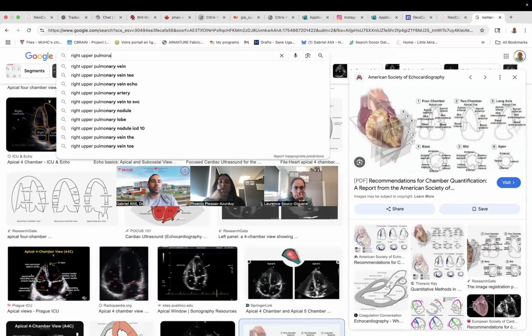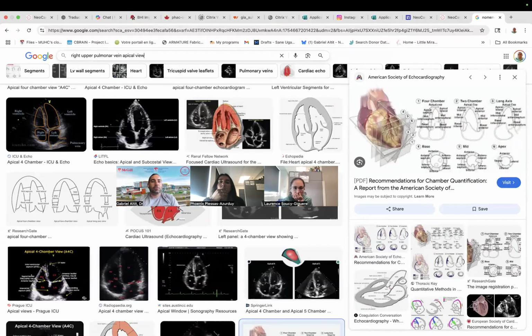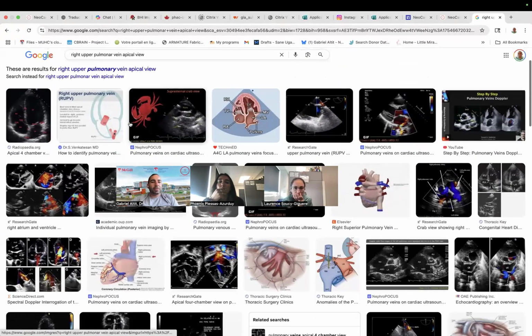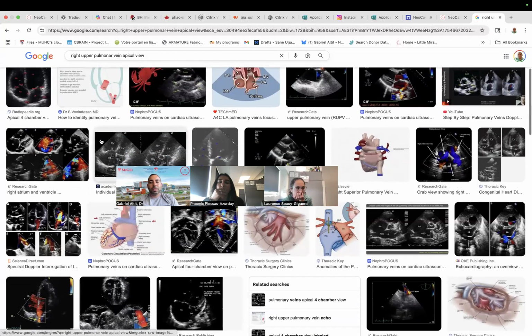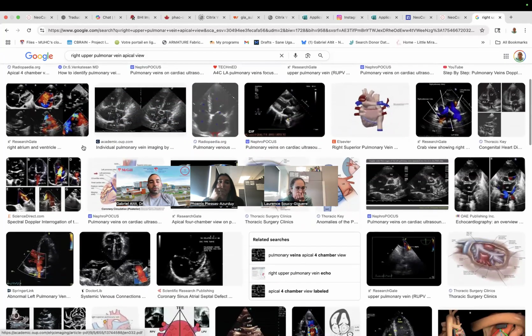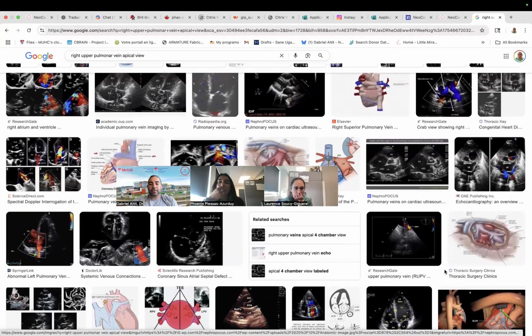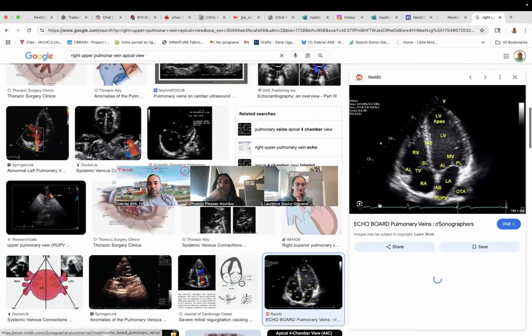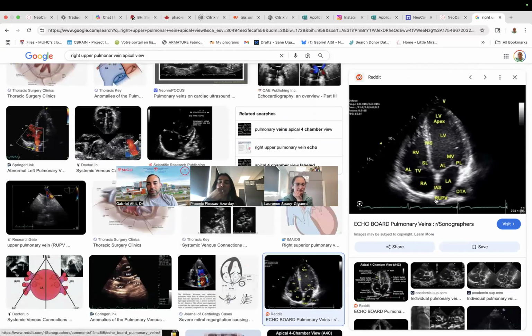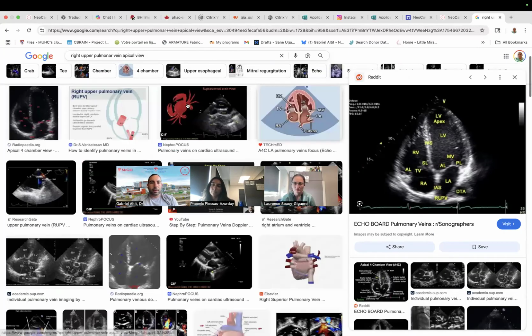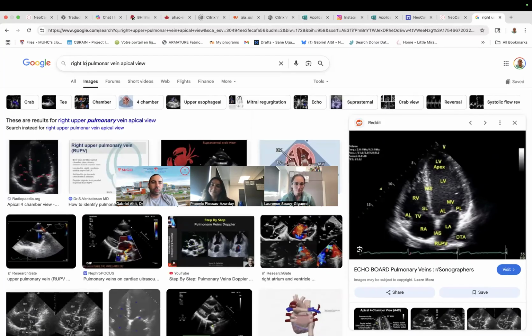Right upper pulmonary vein, apical view. So you can sometimes get the right upper pulmonary vein from the apical view, but sometimes you can be mistakenly getting one of the right lower pulmonary veins, which kind of come in the same axis. So you see here, it's calling it right upper pulmonary vein, but don't be fooled. There are times that it's the right lower pulmonary vein.